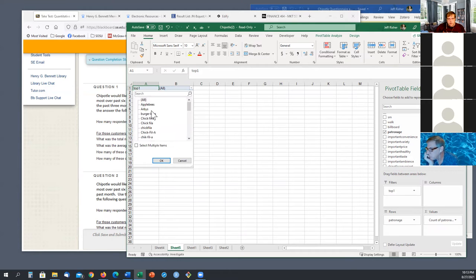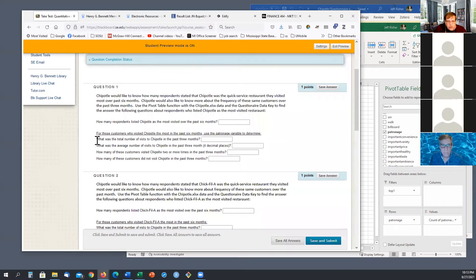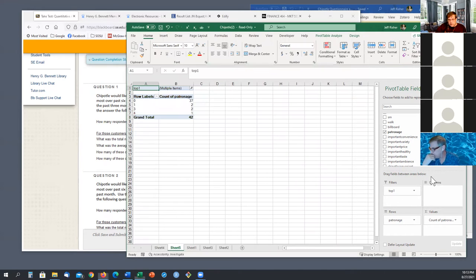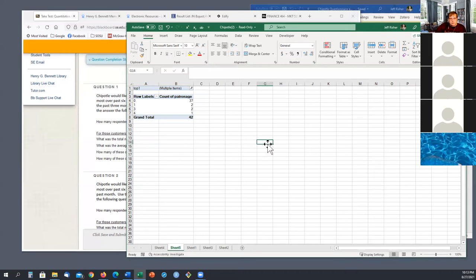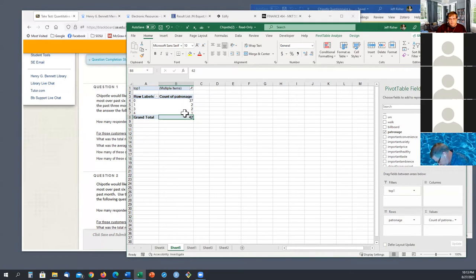So we want to filter. This question is Chipotle, we want to filter that. We'll unclick that and just click this, and hope there aren't any other spellings that are so bad they're not right there. Okay, so total number of visits to Chipotle in the last 3 months. How many respondents listed Chipotle as the most visited? Looks like 42. Is that right for the total number of people that said they visited Chipotle most in the last 6 months?